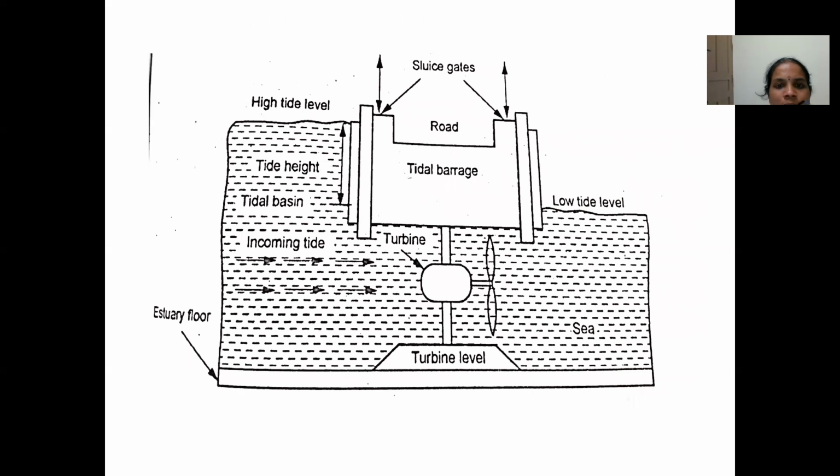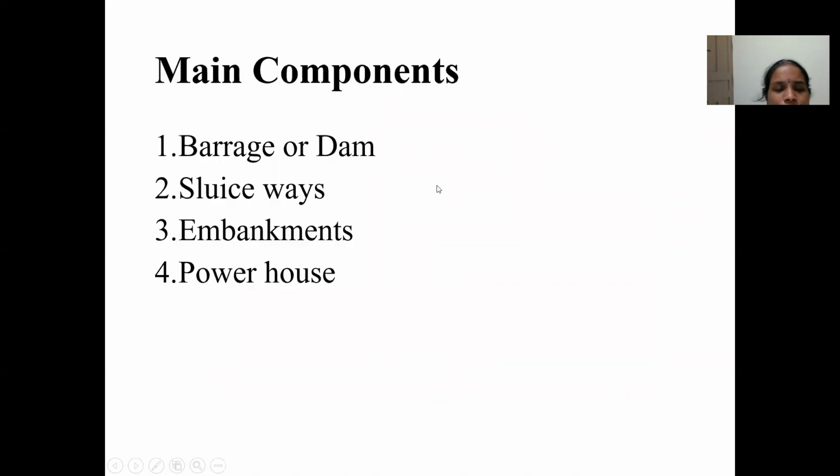This diagram shows the barrage system where the water is at high tide, and during low tide the water flows from the high tidal basin to the lower tidal basin, which makes the rotor rotate. That is coupled to a turbine which runs the generator and produces the electric output. The main components are the barrage or dam, sluiceways, embankments, and powerhouse.